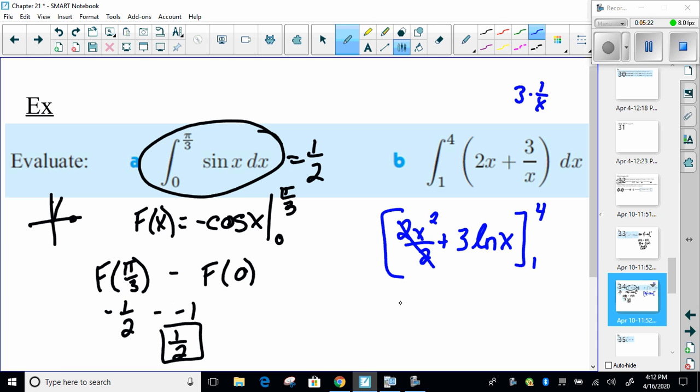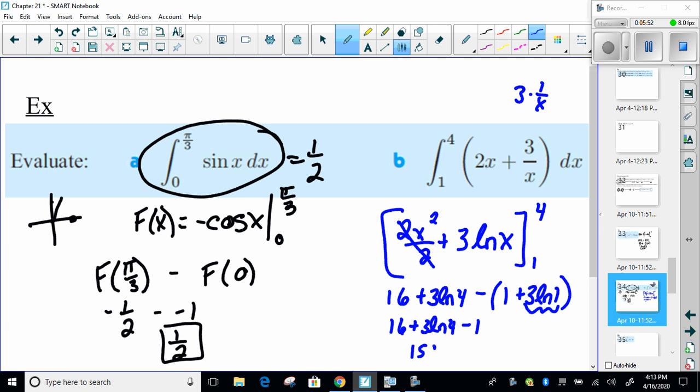So therefore, we're going to do f of 4. So 16 plus 3 times the natural log of 4, minus, plugging in 1, that's 1 plus 3 times the natural log of 1. And continuing through, we end up getting 16 plus 3 times the natural log of 4 minus 1. The natural log of 1 is 0, so 3 times 0 is 0. So then it's just minus 1, which gives me 15 plus 3 times the natural log of 4. And that's a number, because the natural log of 4 is just some numerical value, but that's my exact value.